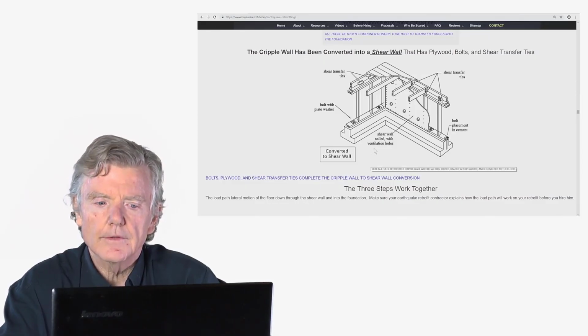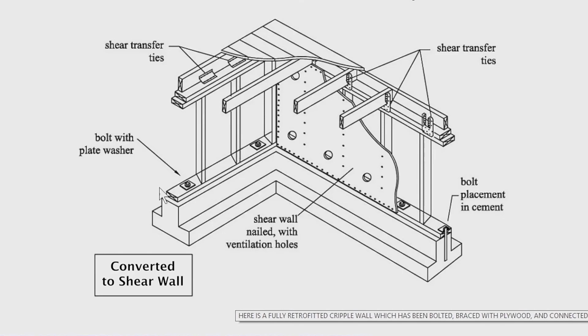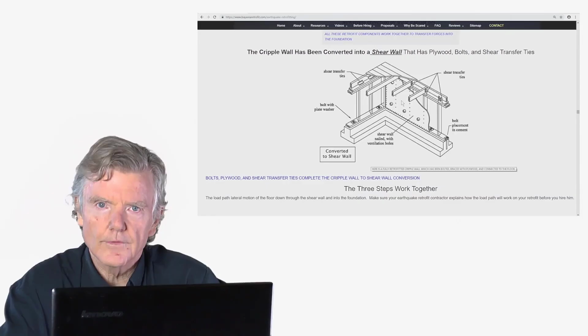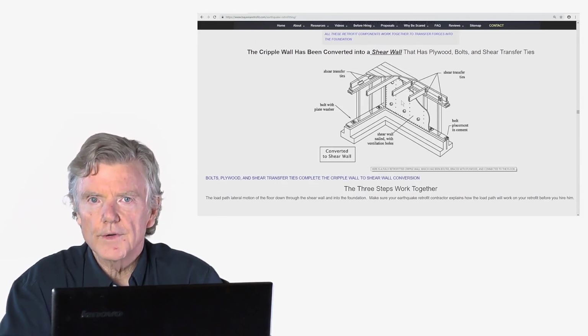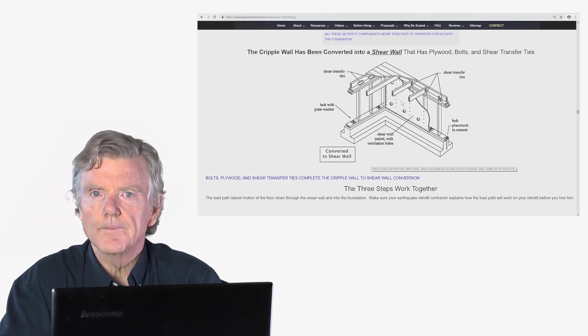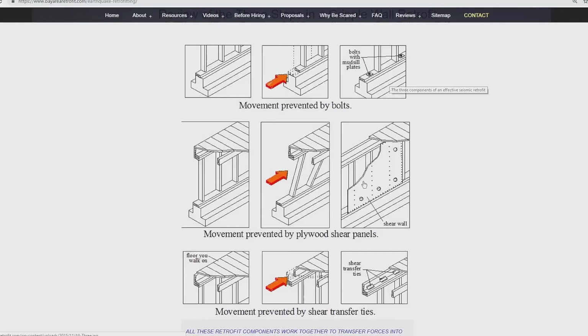So anyway, I'd like to point out the different components. Here we have our bolts. Here we have our shear transfer ties. And here we have our plywood. Again, these are the three things that we need. And every cripple wall retrofit must have these components. If you're missing any of them, it can very possibly fail.